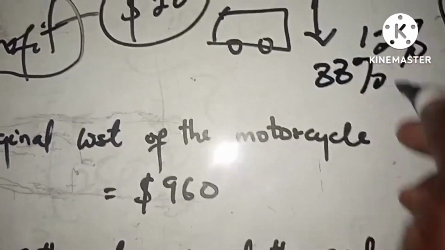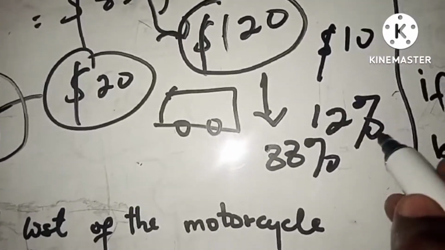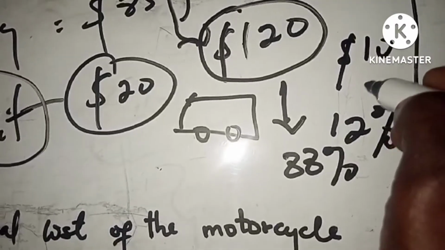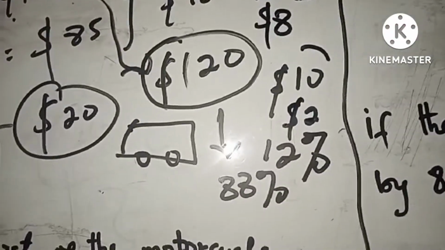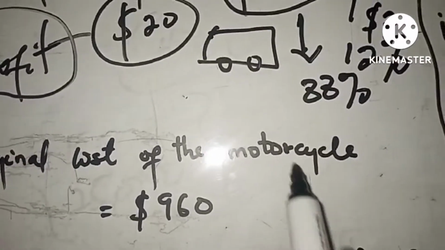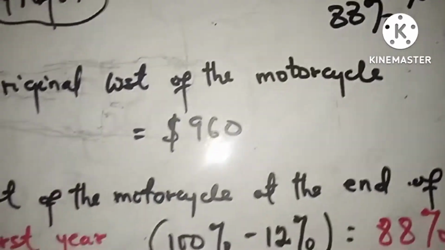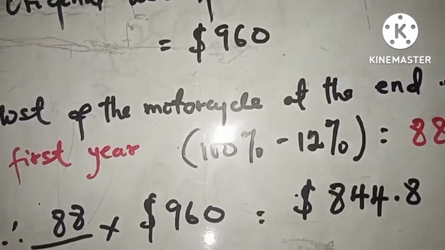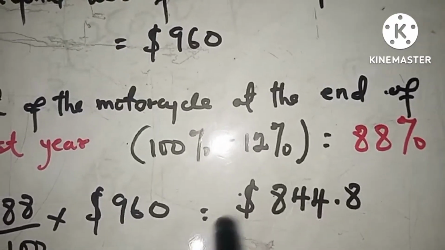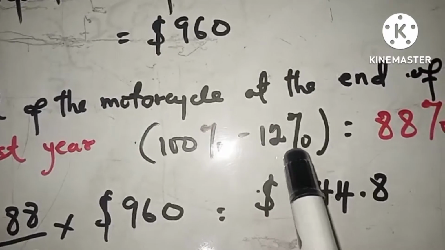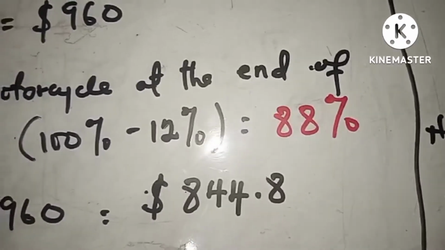Do you agree with this? Because you bought a thing at a certain cost, let's say $10, and then this thing is depreciated by $2. So what are we taking home? We are going to take $8 home. Does it make sense? This is just a simple scenario. So if the value of the motorcycle depreciates by 12%, then we are going to take home $88, right? So the cost of the motorcycle at the end of the first year should be 100% minus 12%, because we are told that it depreciates by 12% each year. So what are we going to have in our pocket? That is 88%. Is that okay?